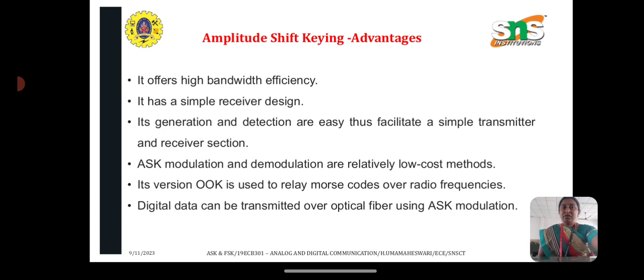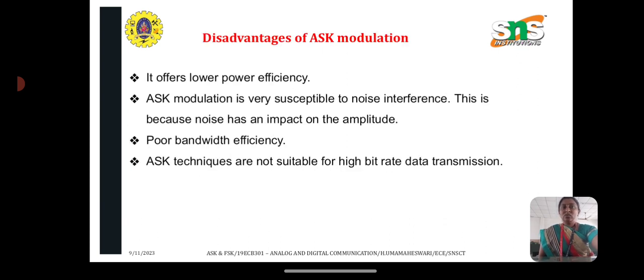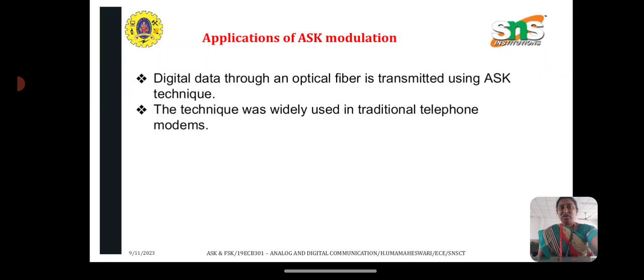The advantages of amplitude shift keying are shown here. It has a simpler receiver design. It is called on-off keying, and it is used to relay Morse codes over radio frequencies. Likewise, digital data can be transmitted over optical fiber using ASK modulation. The disadvantages are that it offers low power efficiency and poor bandwidth efficiency. These techniques are not suitable for hybrid data transmission.